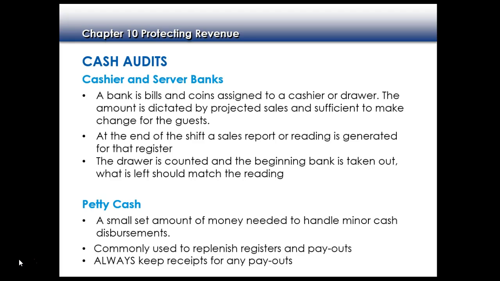We're going to talk about petty cash. It's a small set amount of money needed to handle minor cash disbursements. It's commonly used to replenish registers and for payouts. Always keep receipts for any paid outs, and the same with petty cash. So if you are replenishing a drawer, let's say you run out of pennies, you need to make sure you give $1 to petty cash and then you take out 2 rolls of pennies. Everything needs to be accounted for when it comes to petty cash.